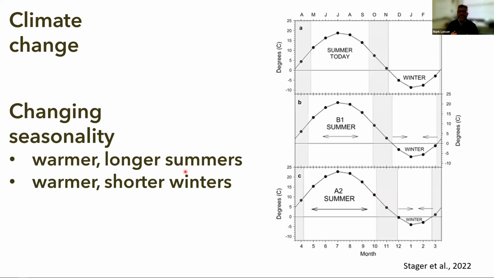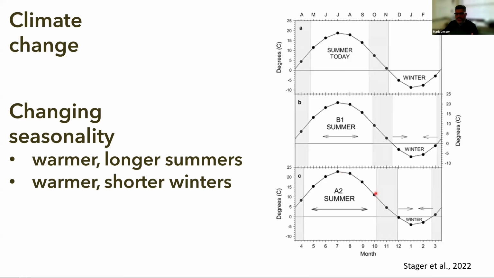And what this means, in terms of how it's important to the tree species and our forests, is that summers, here are summers today, are getting warmer. B1 and A2 are two different climate change emission scenarios, A2 being the more extreme. But you can see the peak of the plot is going up. It's getting warmer, but summers are also getting longer. Okay, we're getting a broader distribution. And so summer is encroaching into both spring and fall.